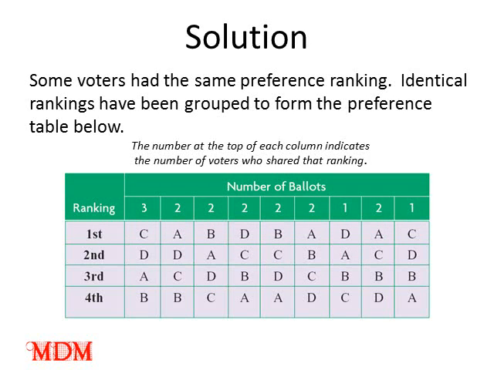As mentioned before, some voters had the same preference ranking. Identical rankings have been grouped to form the preference table below. Notice that the number at the top of each column indicates the number of voters who shared that ranking. So in this case, we had 3 voters who chose the order of their candidates as C, D, A, and B. We had 2 who ranked the candidates A, D, C, and B, and so on as we look at these numbers at the top.